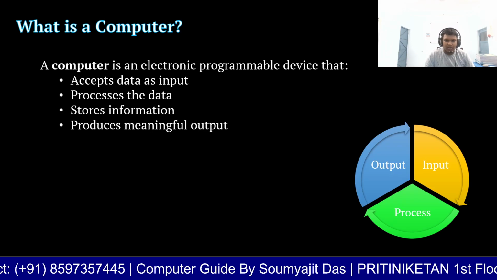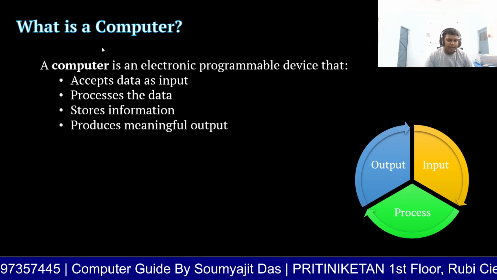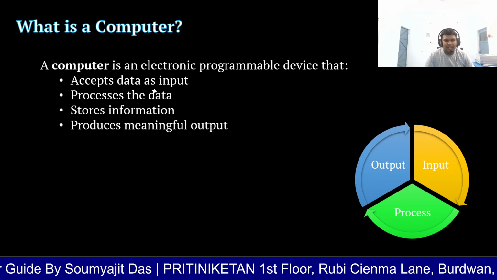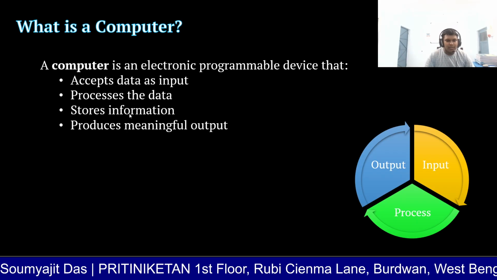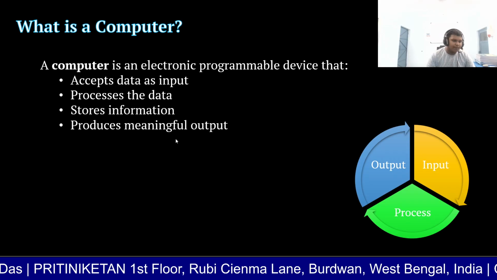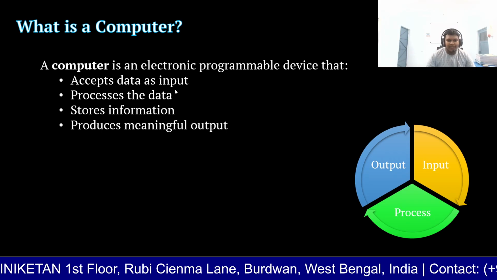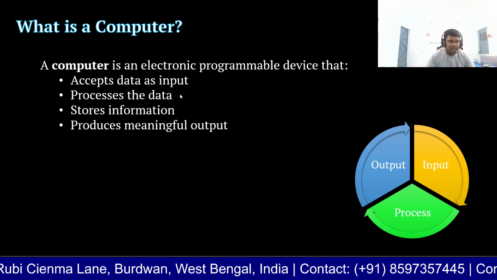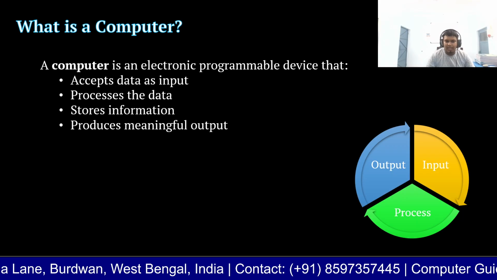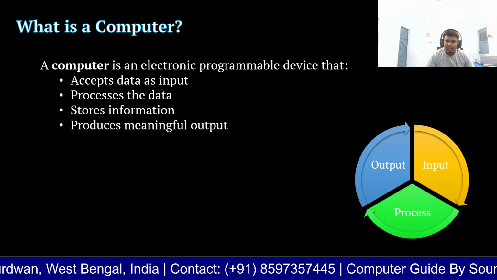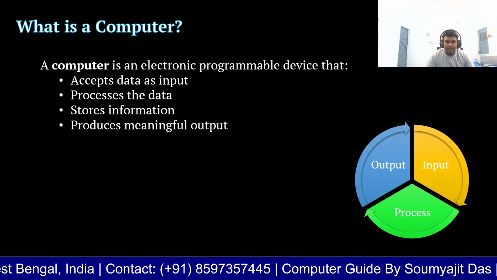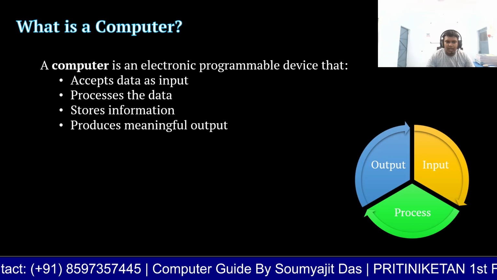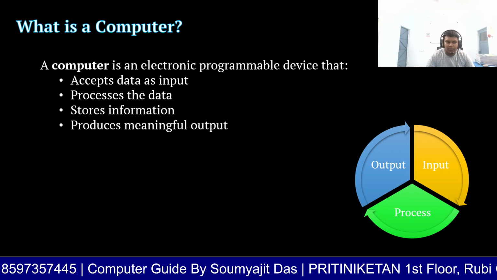Okay, so what is a computer? A computer is a device that accepts data, processes the data, stores information, and produces a meaningful result. It is basically a device which helps us to do our tasks easier. It accepts the data as input, then processes the data in the central processing unit, stores the information in the hard drive, and produces the meaningful output.